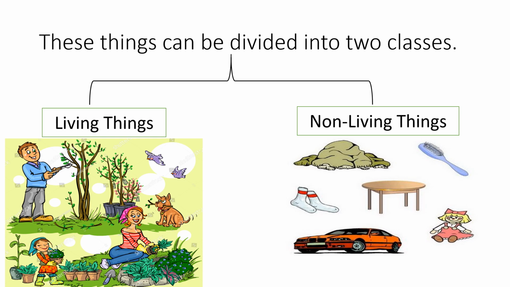Children, from the very beginning of this lesson, I've been telling you about living and non-living things. Now we see in the picture here, everything that we see around us can be divided into two groups. That is living and non-living. Let us read the slide.